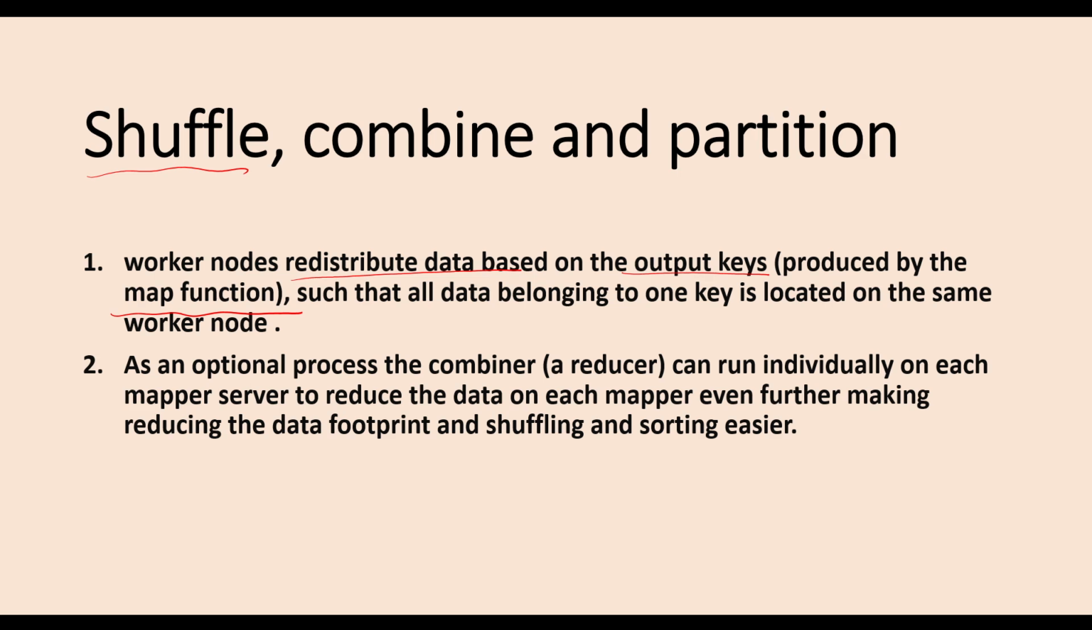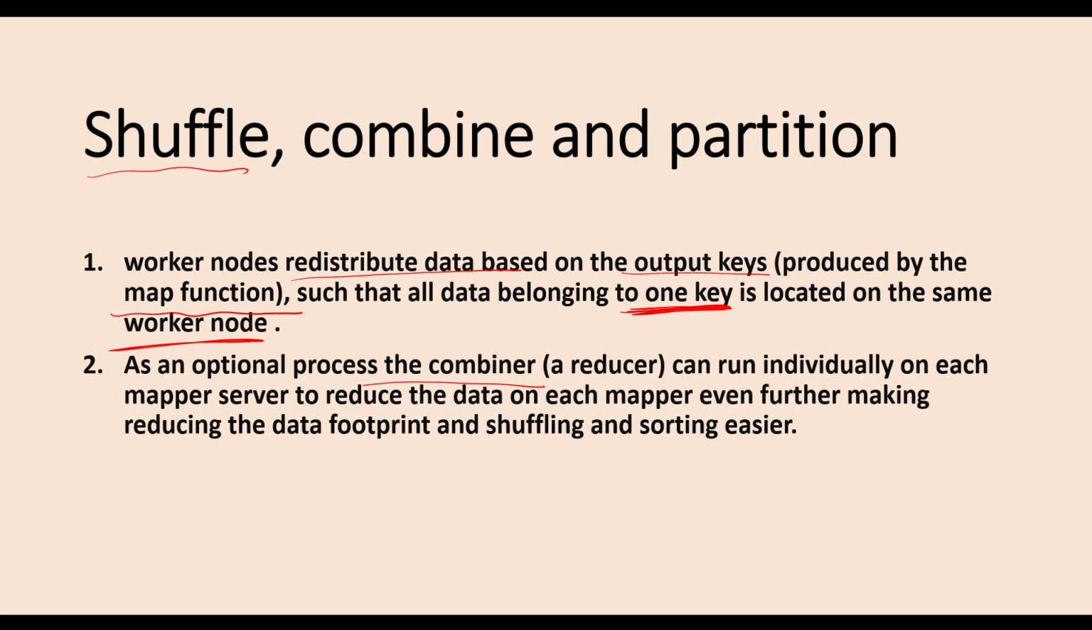In the map function, you are processing data which is coming in the form of key-value pairs. The data corresponding to a similar key will go to the same node, so that all data belonging to one key is located on the same worker node. We will see the diagram so it will be clearer to you. It's a very simple term.